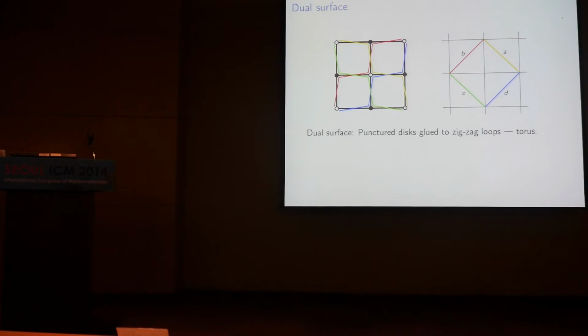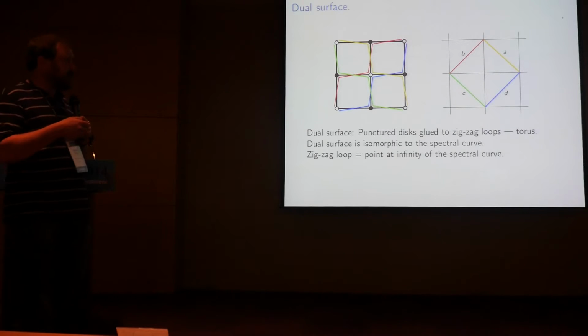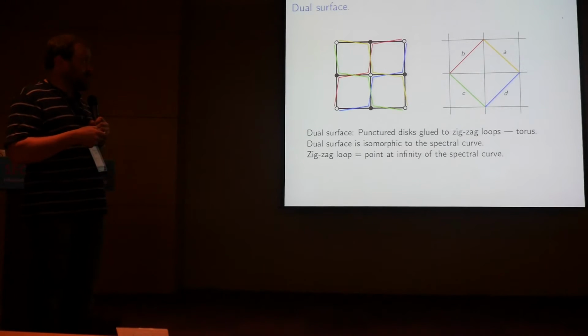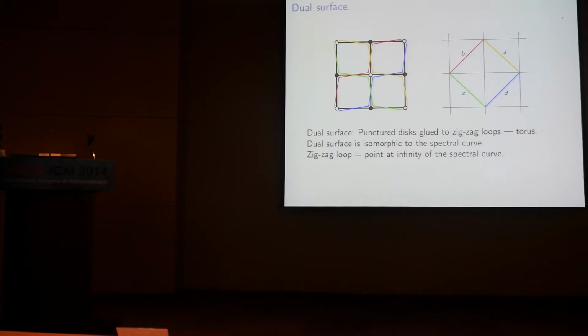And the statement, for a general graph, is that this torus is isomorphic to the spectral curve. In which sense? The dual surface corresponds to the spectral curve, and the zigzag loops correspond to points at infinity. Remember that in the holomorphic picture, I had my points at infinity correspond to sides. Here zigzag loops correspond to sides. So zigzag loops correspond to points at infinity.